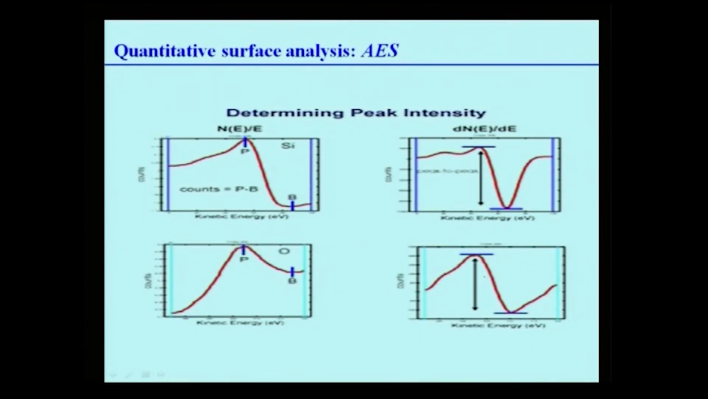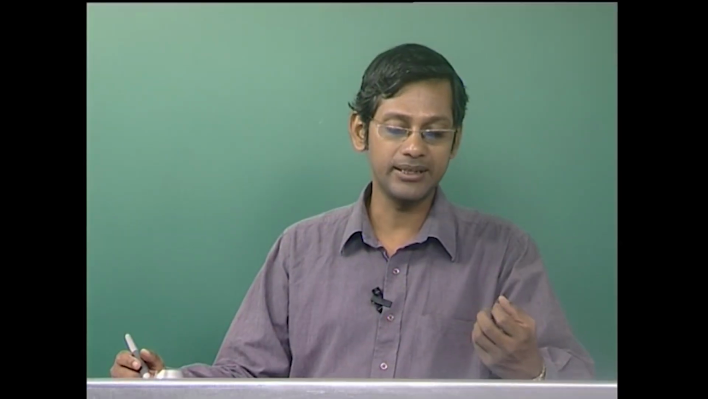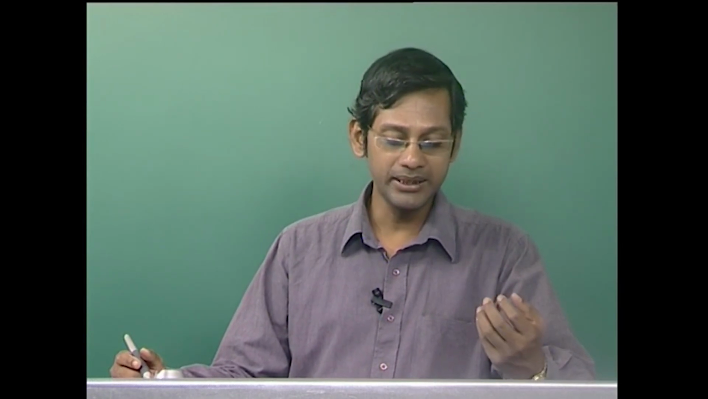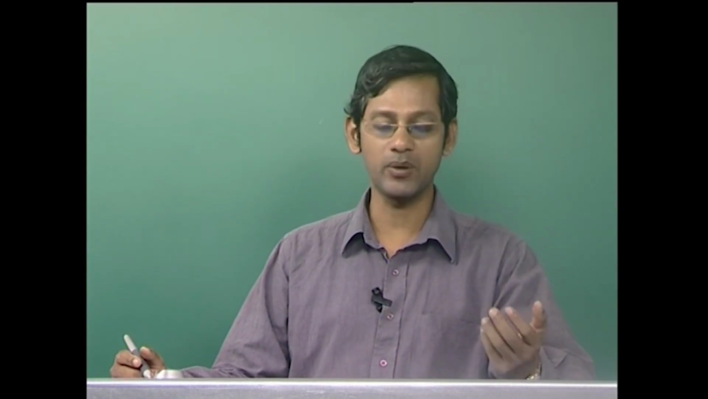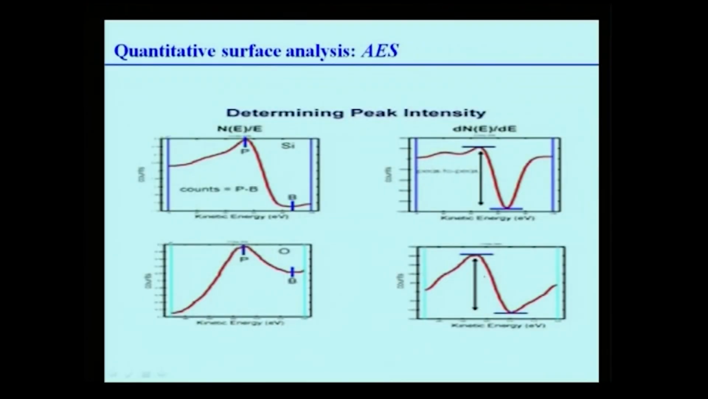Well, to determine the peak intensity is very important, because you want to calculate the area under the peak to know the actual intensity. So one has to be very careful when measuring the peak intensity. I am showing you some plots to help you understand how important that judgment is. This is the kinetic energy, this is the CPS. As you see, this is the plot of silicon. The P and B are basically the peak and the background. So you have to consider the peak area this way.